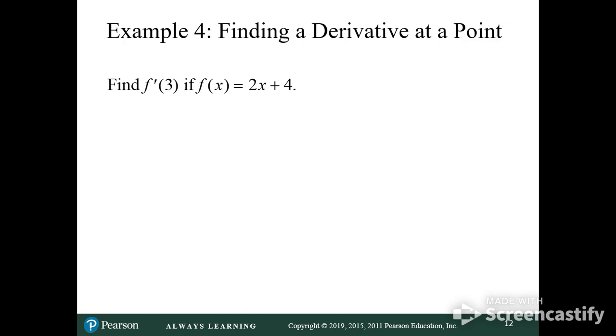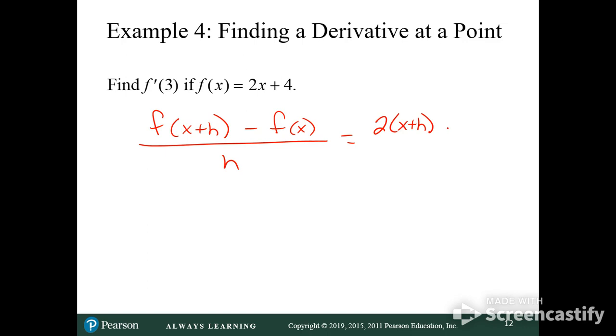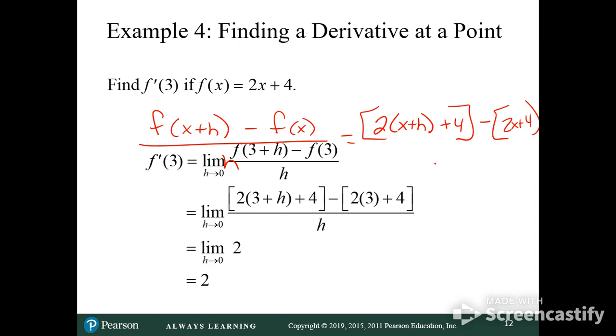Okay, let's use the difference quotient to find the derivative of this function here. Okay? So we take f of x plus h minus f of x all over h. f of x plus h is 2 times x plus h plus 4. That's f of x plus h. Okay? Because whatever goes in here goes in for the x. Minus f of x, which is 2x plus 4, all over h. And look at that. I already gave you the answer.